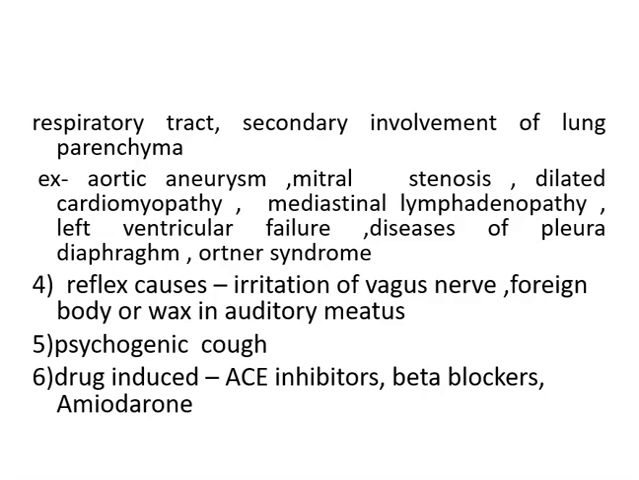Fifth is reflex causes. These induce cough by irritating the vagus nerve, for example foreign body or wax in the external auditory meatus. Sixth is psychogenic cough, and seventh is drug induced, such as ACE inhibitors, beta blockers, and amiodarone.